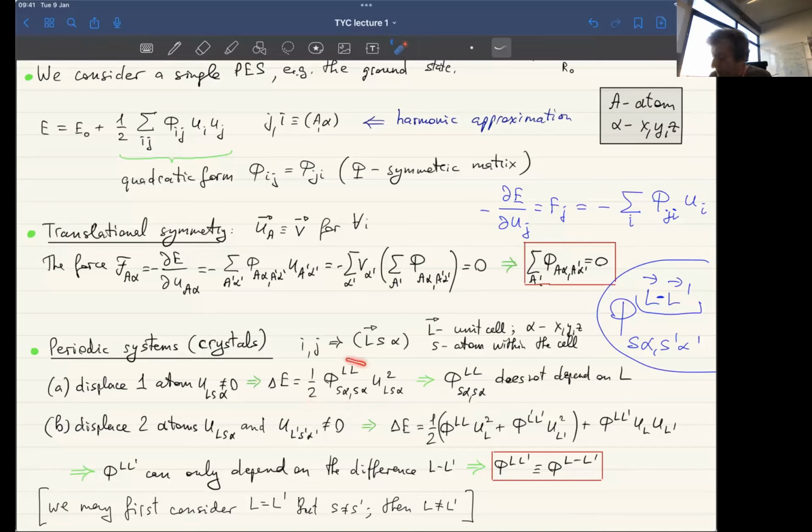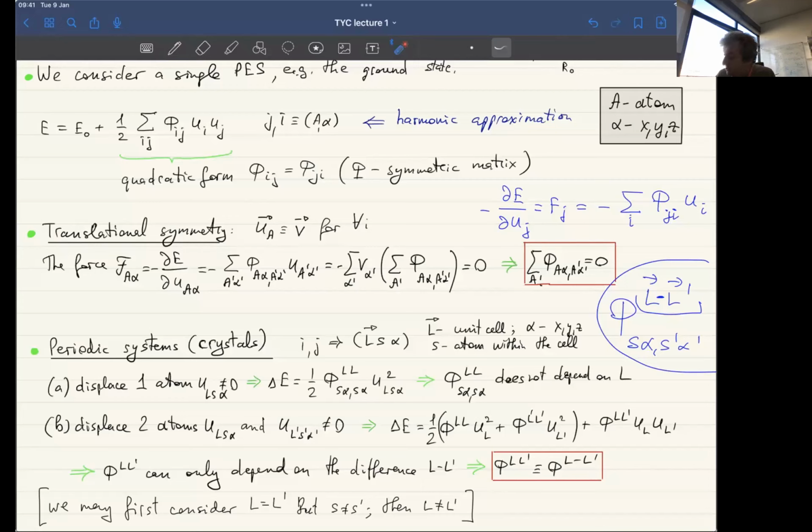Of course, the matrix phi would have L and L, two indices of the same unit cell, appearing here. But of course, the energy would be the same if you displace atom S along the direction alpha in the unit cell L or in unit cell L prime. Because of the periodicity of the system, that should not be different in any way. Therefore, that matrix must not depend on the L. So when these two indices are the same, the matrix does not depend on them at all.